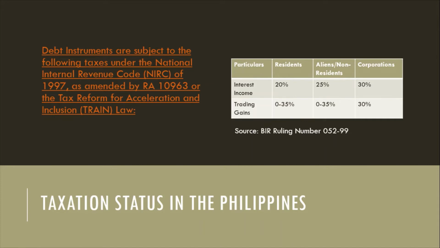And if it's being traded, trading gains is 0 to 35%. That depends on the value of your trade. Ganun din sa aliens and non-residents or foreigners. And still, 30% for corporations. So, this is according, as amended by the TRAIN Law, which is RA 10963. So, that's the source where I got this taxable basis for taxation, I should say. Okay.